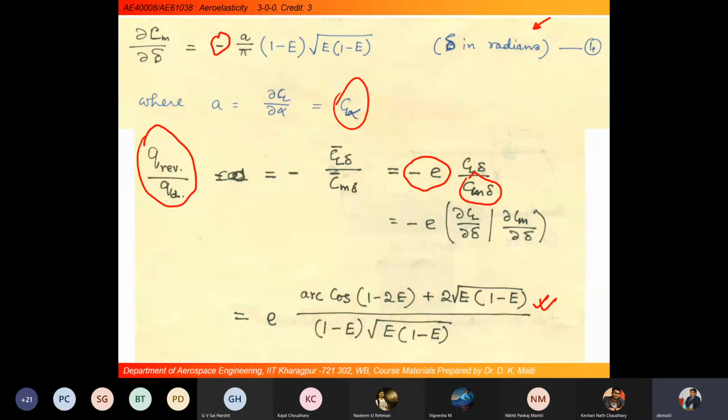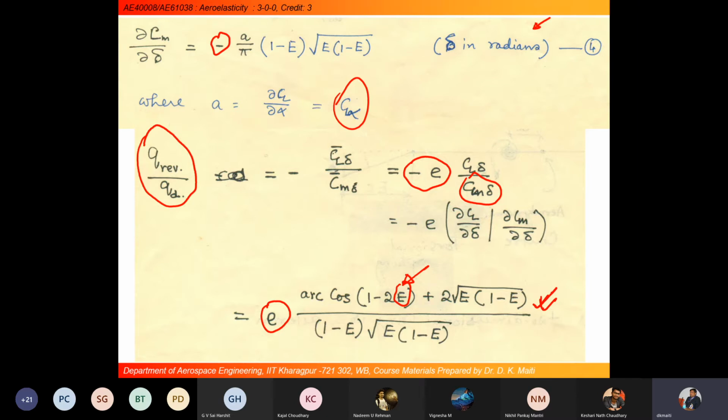So finally, the ratio of Q reversal and Q divergence will depend on the value of e, the eccentricity between the aerodynamic elastic axis and the aerodynamic center, and then capital E, the control surface percentage with respect to the total chord length. These are basically the parameters.